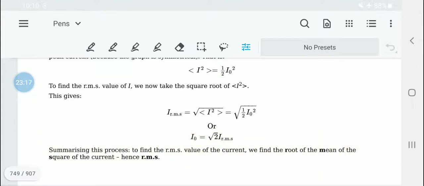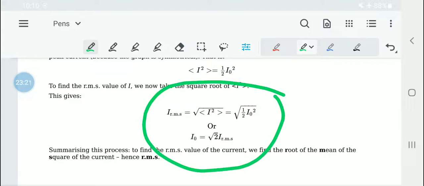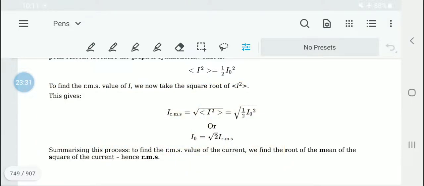And then write down underneath that IRMS equals root mean of I squared. So mean is represented by these two signs. So I squared mean is then half IO squared. Then from that we get IO equals root 2 IRMS. I hope that makes sense.